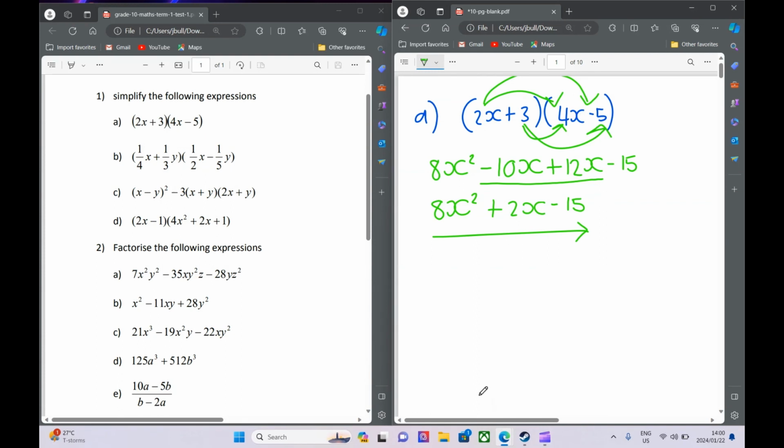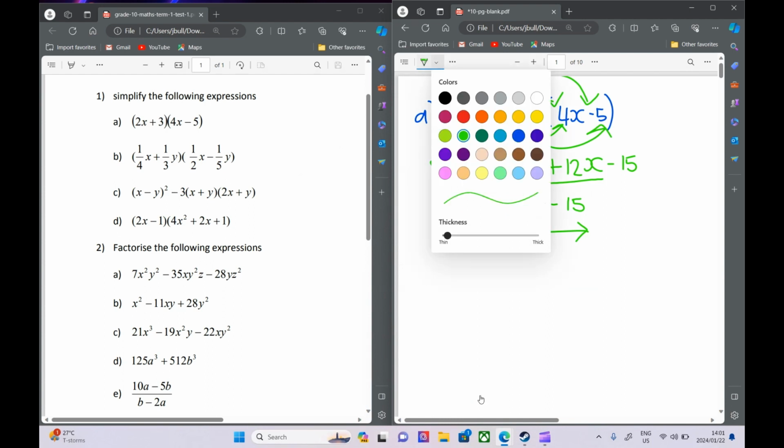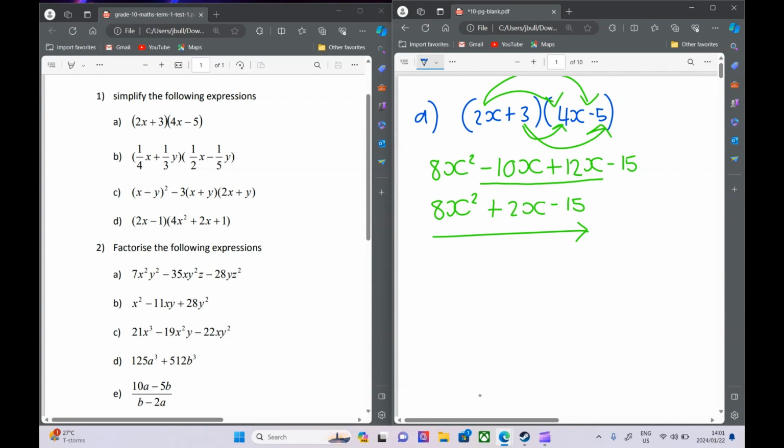Okay, question 1b is basically the same as question A. The only difference is they have thrown some fractions in just to test that skill. So if we look at B, we've got (a quarter x plus a third y)(a half x minus a fifth y). Okay, we're going to do exactly the same thing. So we are going to multiply like we did before, so everything by everything else.